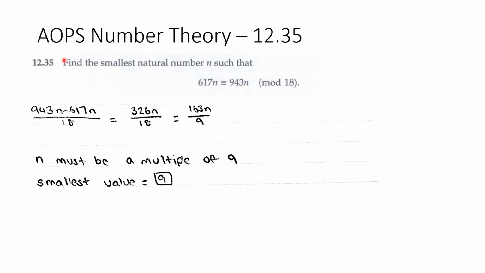12.35. Find the smallest natural number n such that 617n is congruent to 943n in modulo 18. So since they are congruent to each other in modulo 18, that means 943n minus 617n divided by 18, which is equal to 326n divided by 18, which is equal to 163n divided by 9, is an integer. So that means n must be a multiple of 9 since 163 isn't. So the smallest value of n is 9.